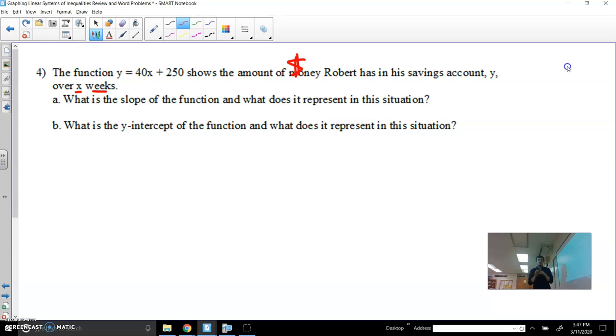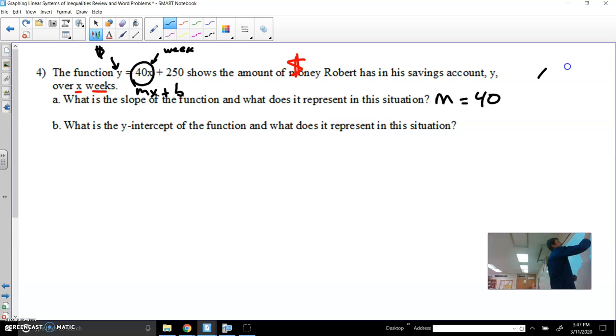So basically, x represents time that goes by, and what comes out is the money. So x right here, this represents weeks. Week 1, week 2, week 3, how many weeks have you been working? And what will come out is how much money you made. So it says, what is the slope and what does it represent in the scenario? Well, 40, that's in the mx position, or m is 40. So when it says, what is the slope, I'm going to say, well, the m is 40. Well, what does that even mean?